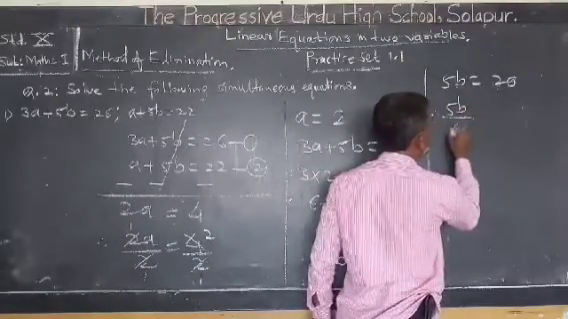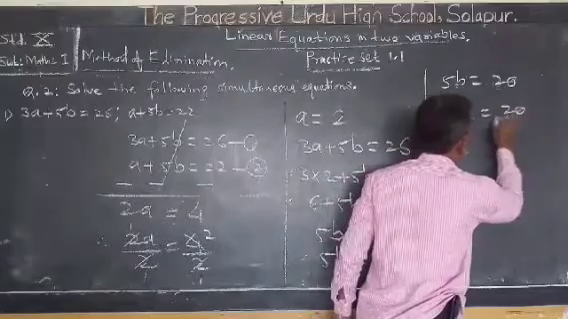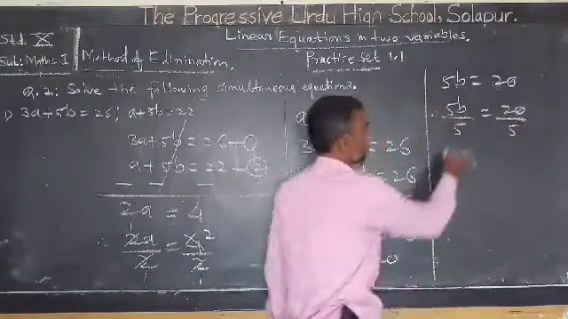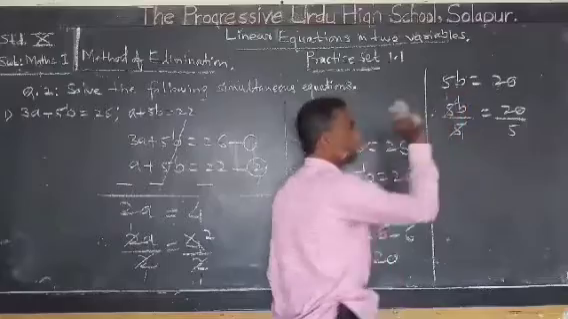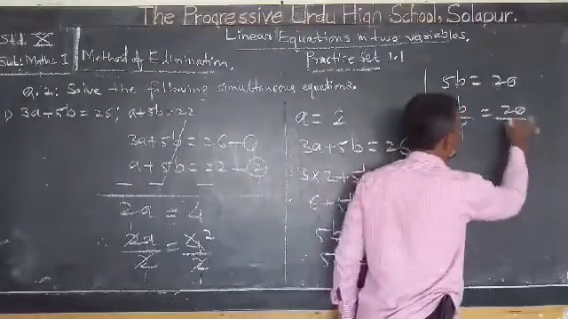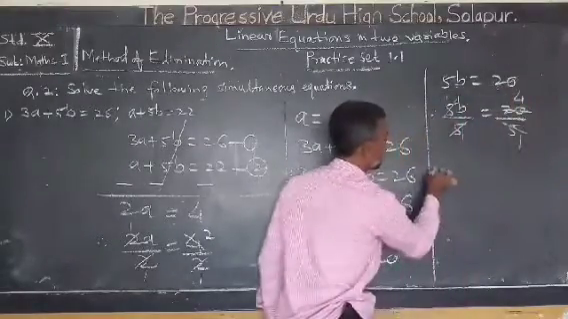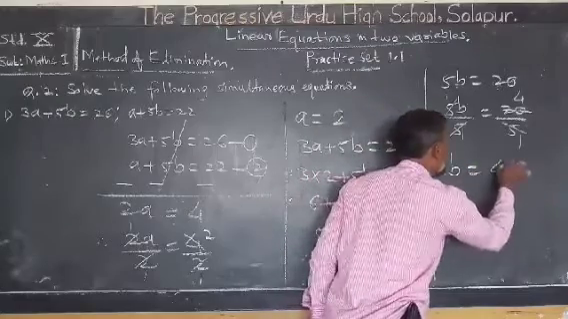Therefore, 5b divided by 5 is equal to 20 divided by 5. 5 ones are 5, 5 ones are 5. 5 ones are 5, 5 fours are 20. Therefore, b is equal to 4.